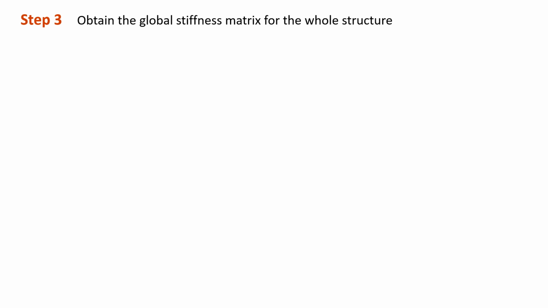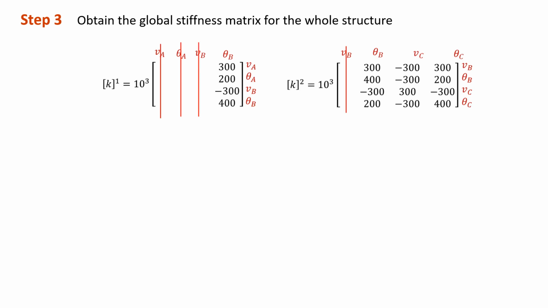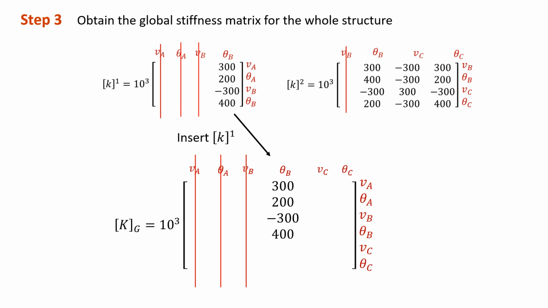The third step is to obtain the global stiffness matrix for the whole structure. For this step, we have to refer back to our K matrix for each element, and then insert this matrix into the global matrix. For example, matrix 1 starts from theta B and VA. So we check theta B and VA, the value is 300. And the second value, theta B and theta A, which is 200. So we check theta B, theta A, the value is 200.